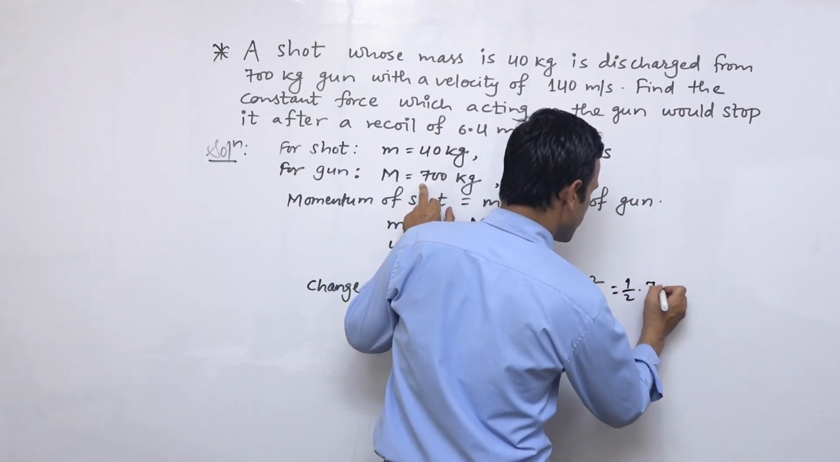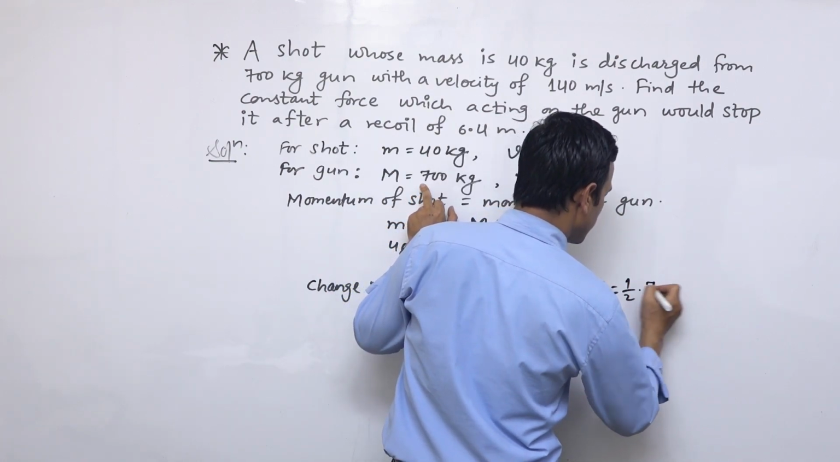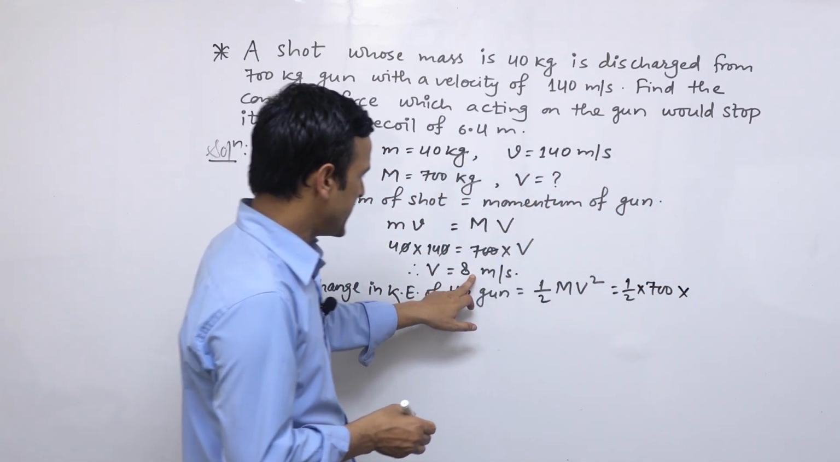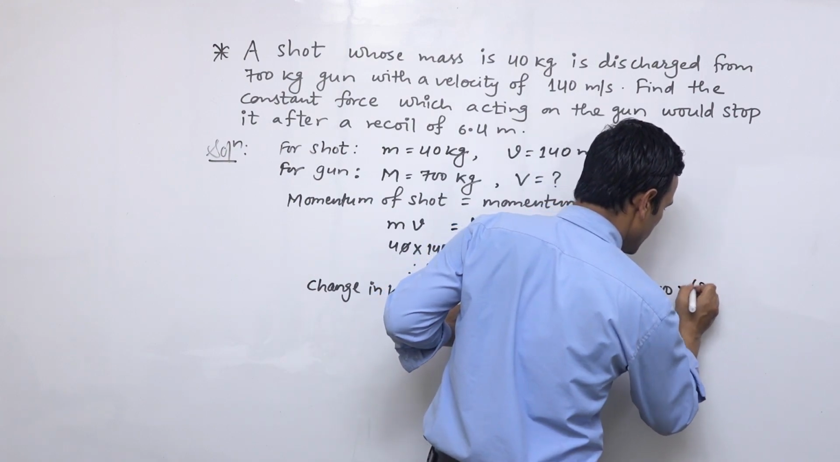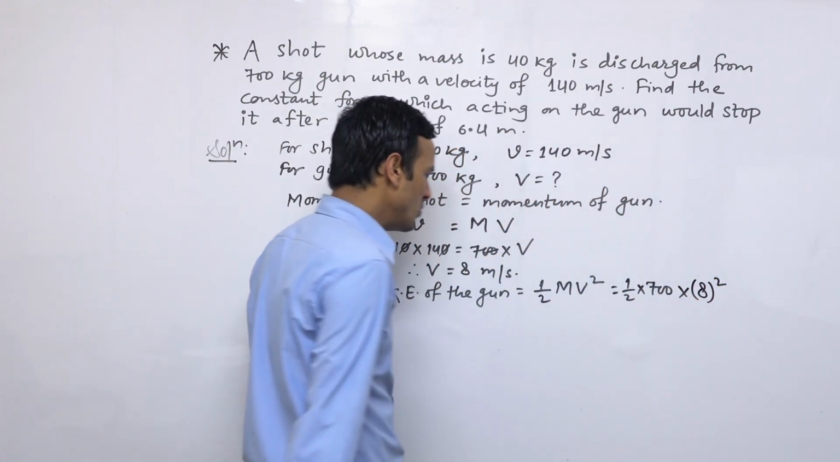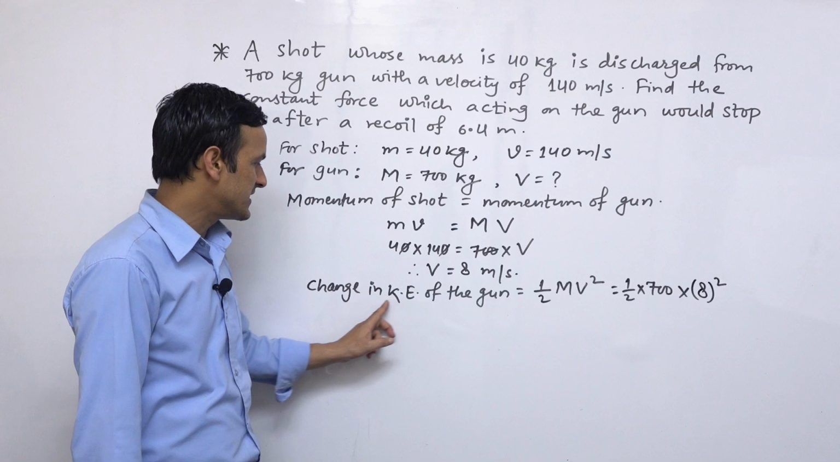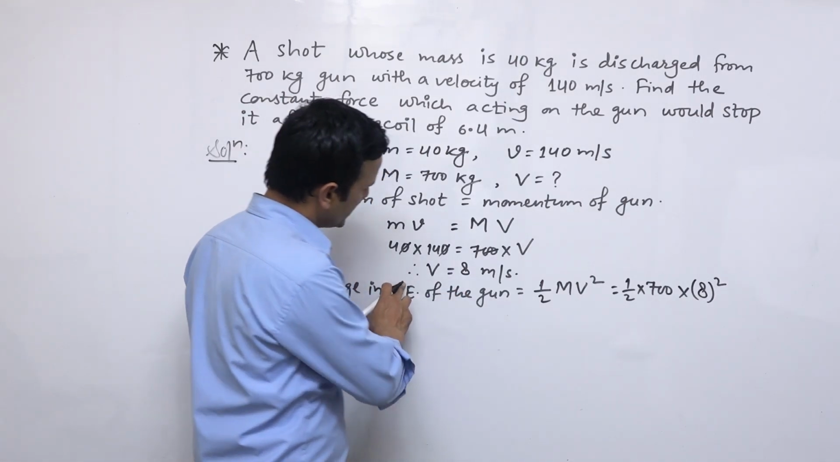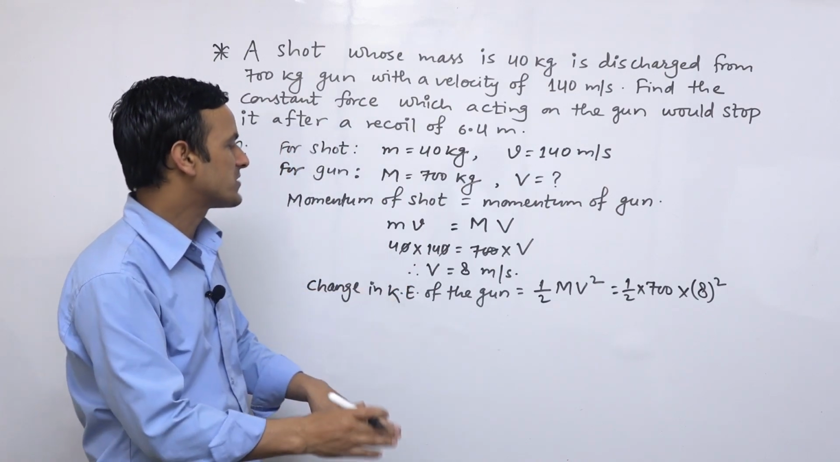Capital M means it is 700 and capital B means just now we have 8 meter per second. So 8 को square हामी यहाँ लेख्न सक्छौं. So this is change in kinetic energy of the gun. So यो kinetic energy सबै energy हाम्रो work done मा कन्भर्ट हुन्छ.